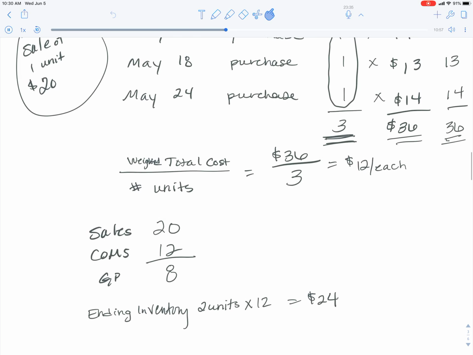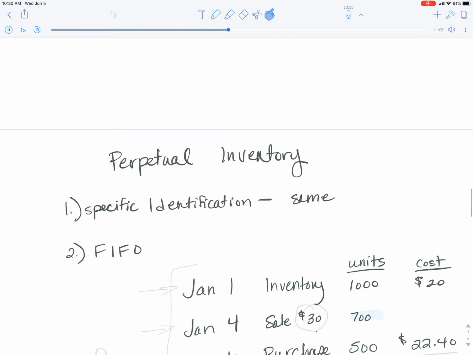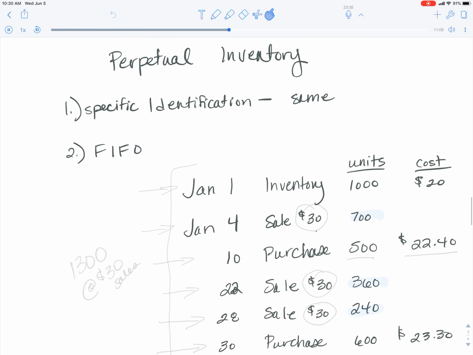Now let's move forward and do the perpetual method. So there are also 4 cost flow assumptions that we're going to use for the perpetual method. And the first, specific identification, works the exact same. So let's focus on FIFO. FIFO is first in, first out. So what we're going to do is, here are the transactions that happen during the month, and let's work out a table of what happens in real time.